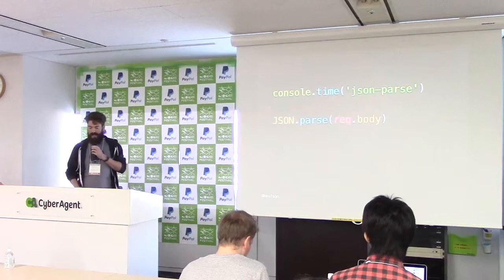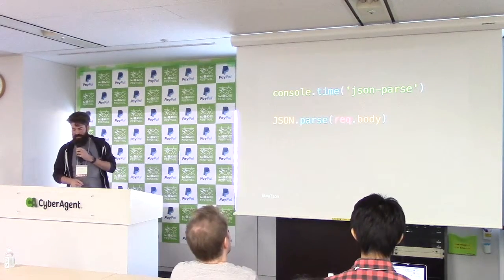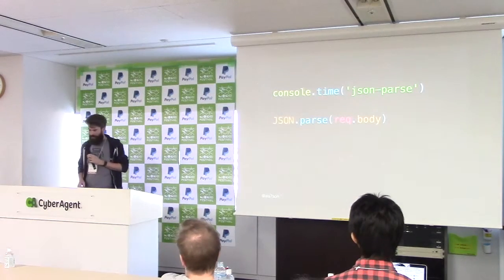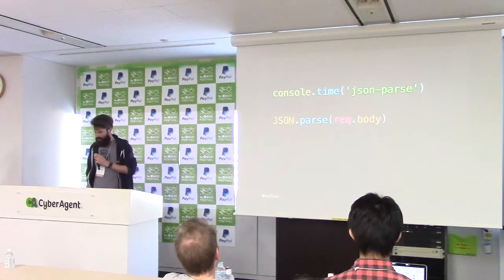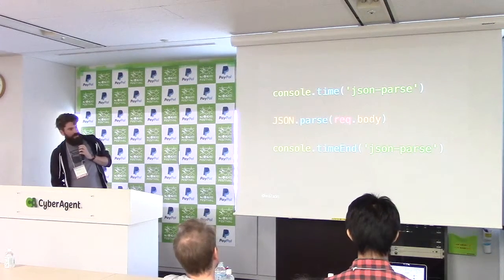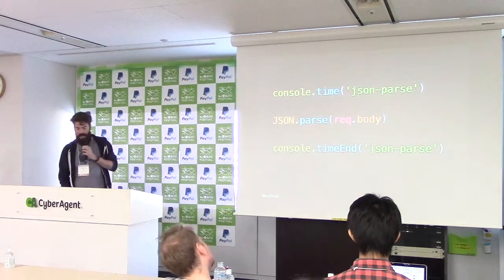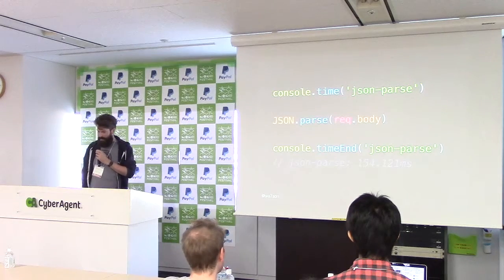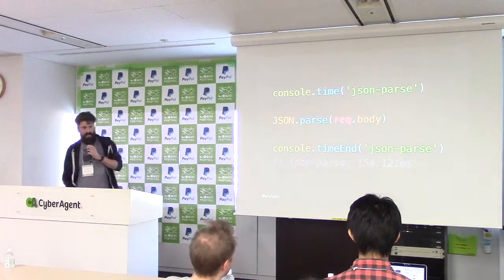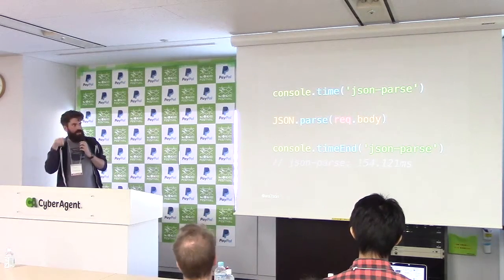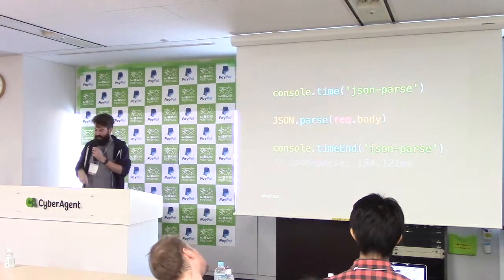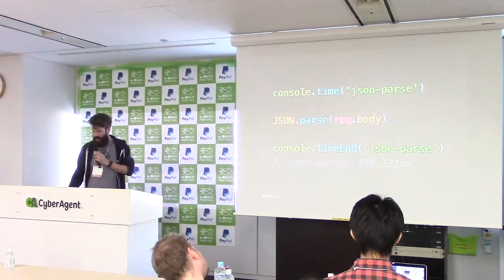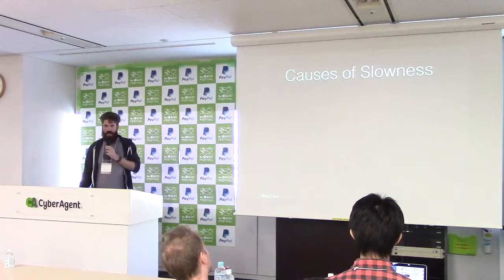You all know console.log, but console.time will time things for you. So you give it one argument which will not print anything out. It's just a placeholder key that you'll use later. And then later you use the same key and call console.timeEnd. And that will basically print out the key and then how many milliseconds it took between the start and the end of that console.time. So that's a very simple solution, but what can be the causes of slowness?